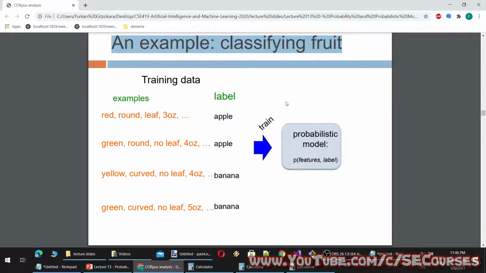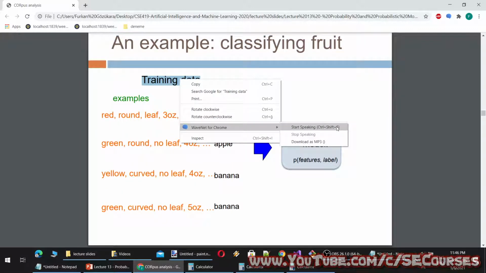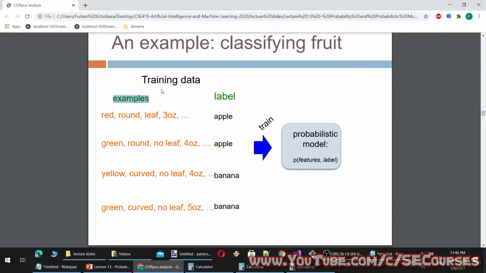An example: classifying fruit. As training data, we have examples and labels. In the training data, we have the features of the examples: red, round, leaf, 3 ounces weight, labeled as apple. Green, round, no leaf, 4 ounces, apple. Yellow, curved, no leaf, 4 ounces, banana. Green, curved, no leaf, 5 ounces, banana. Then our probabilistic model will generate a model that will give us the probability of the prediction.